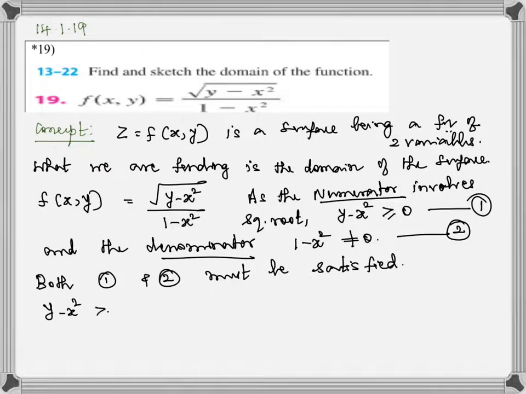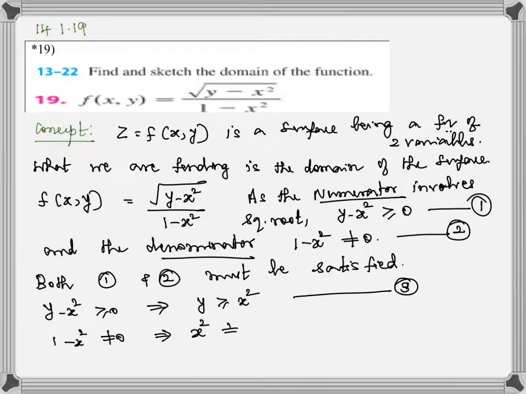So y minus x square more than or equal to 0 would mean y is more than or equal to x square, which means if you set this equal to y equal to x square, then what we get is a parabola. So y more than or equal to x square would mean all inside of the parabola including the boundary of the parabola. And the second one, 1 minus x square not equal to 0, would mean x square is not equal to 1, which means x is not equal to plus or minus 1.